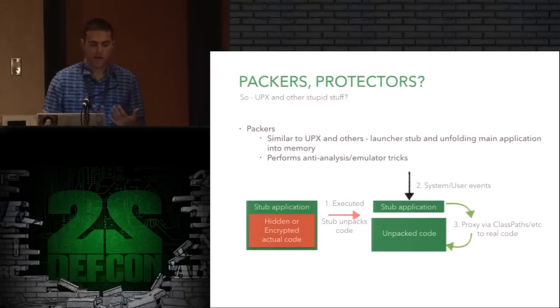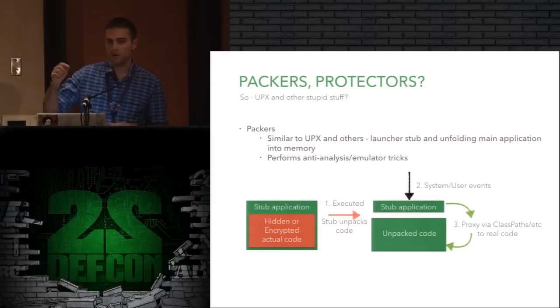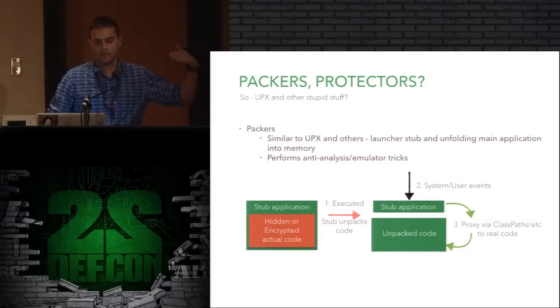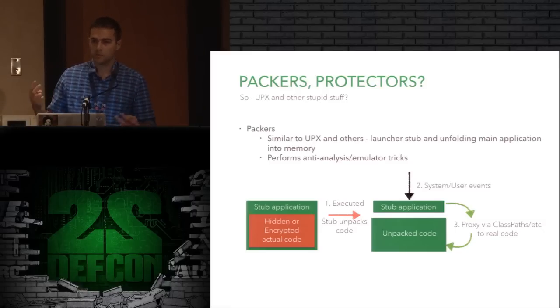And then this is your normal packer. This is very similar to the scheme of UPX or any of the other x86 packers. You have your stub application, and that is wrapping the hidden and sometimes encrypted code. Once it's executed, the stub application launches. It's going to unpack, decrypt, and put into memory the actual executable code that you want. And it basically just proxies everything. So when the system says, hey, this is what the user's sending to your activity, it just proxies it to the actual code, which is normally going to be hidden, again, from that static analysis.